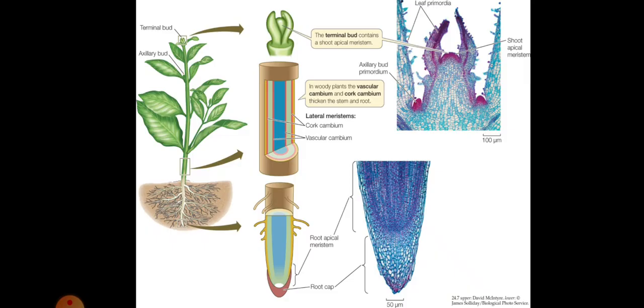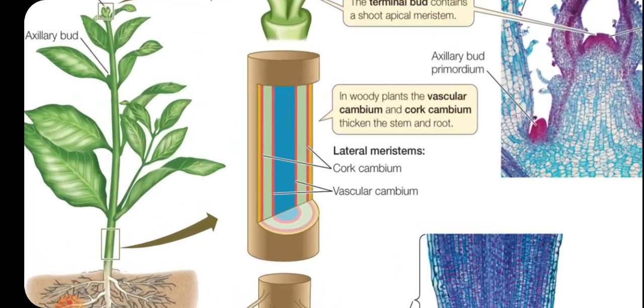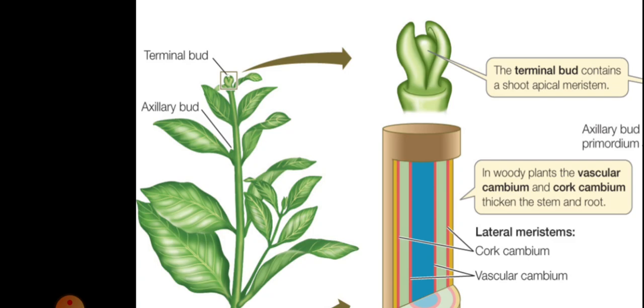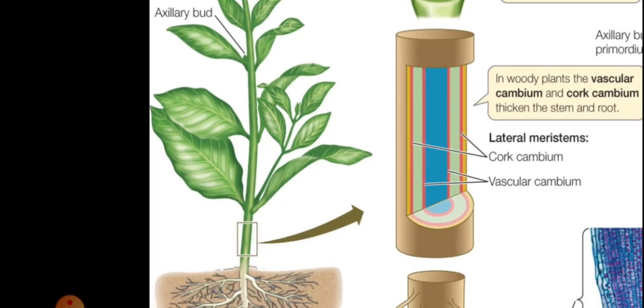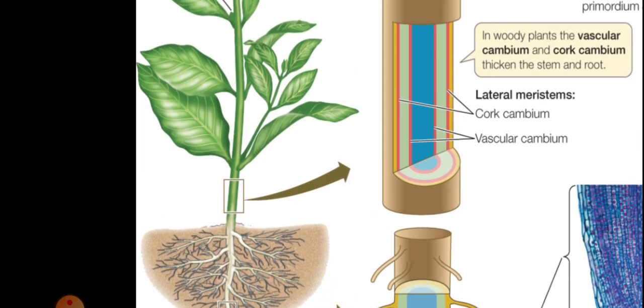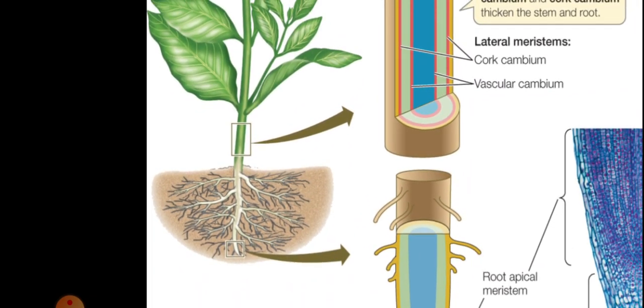So here the SAM contains a small number of dividing cells that give rise to all other tissues in the primary shoot, including stem, leaves, branches, and flowers. With each cell division, one of the two daughter cells is left behind to elongate and differentiate, while the other daughter cell remains in the meristem to undergo further cell division. Here you can see this part is the SAM, the shoot apical meristem, and this part is the RAM, the root apical meristem.